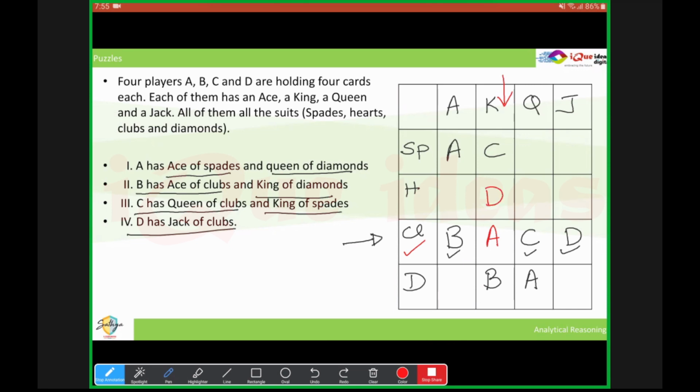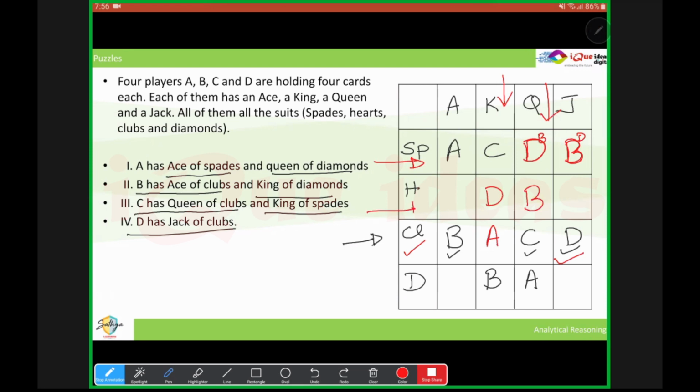In spades, I need B and D. If I put B under queen, I cannot put D under jack because D jack is already there in clubs. So I can put D here and B here. So once I put D and B under queen, I get B to be put here.